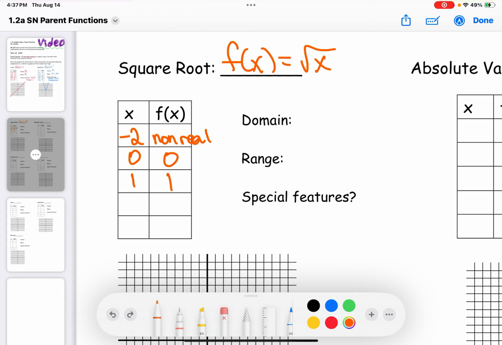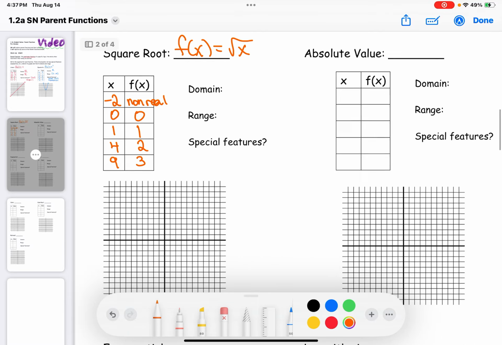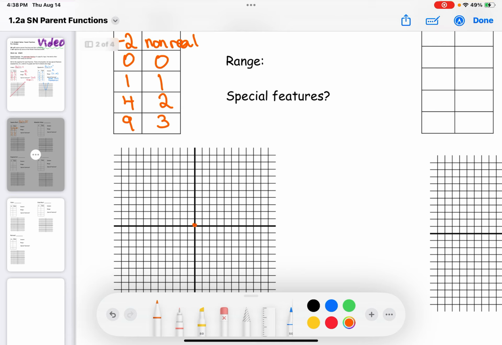The next number I probably want to take the square root of is 4, and the square root of 4 is 2. I don't want to take the square root of 5, 6, or 7. Those aren't going to be nice numbers. But the square root of 9 is 3. So as we plot those points, 0, 0 is our starting value, then 1, 1; 4, 2; and 9, 3. And we have our square root function.